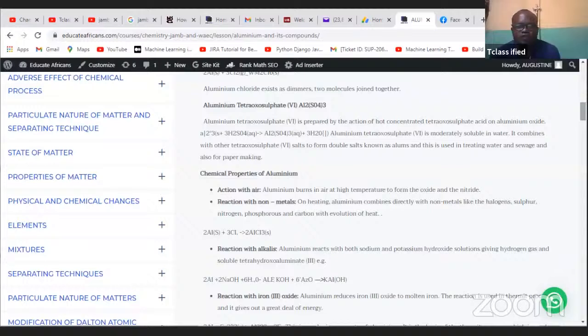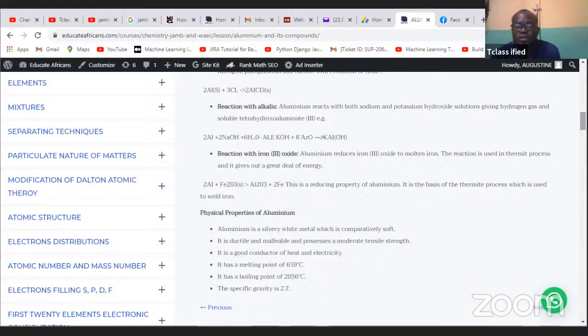Reaction with alkalis: aluminium reacts with both sodium and potassium hydroxide solution, giving hydrogen gas and soluble tetrahydroxoaluminate. And we have reaction with iron(III) oxide. Here, aluminium reduces iron(III) oxide to molten iron. This reaction is used in the thermite process and gives out a great deal of energy.